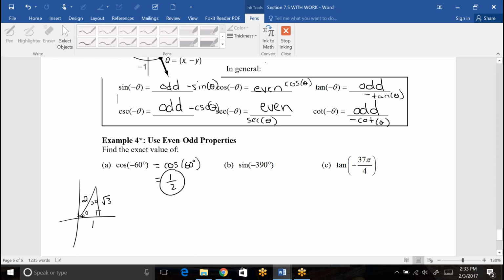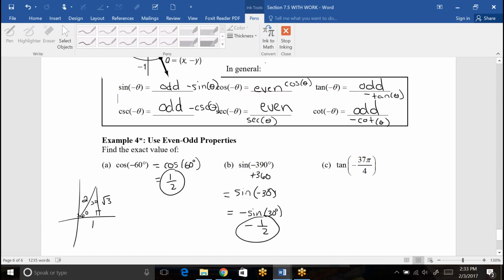Sine of negative 390. You probably still want to add 360 to this and make it something that is a little bit easier to deal with. So sine of negative 30 degrees. Since sine is odd, that means this is the same thing as negative sine of 30 degrees. Sine of 30 degrees is 1/2, and the negative out front makes that negative 1/2.